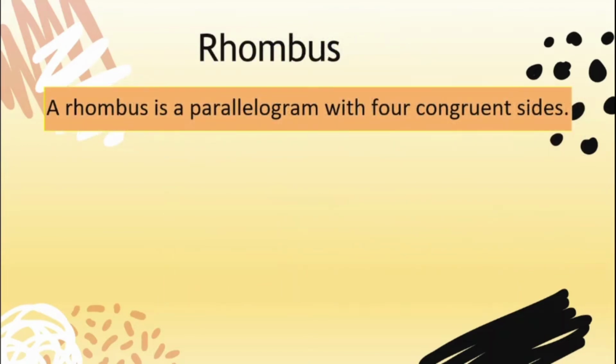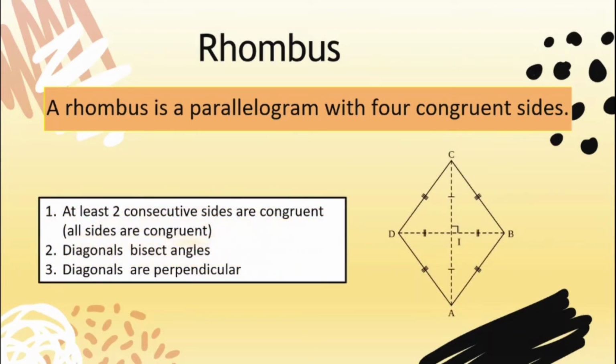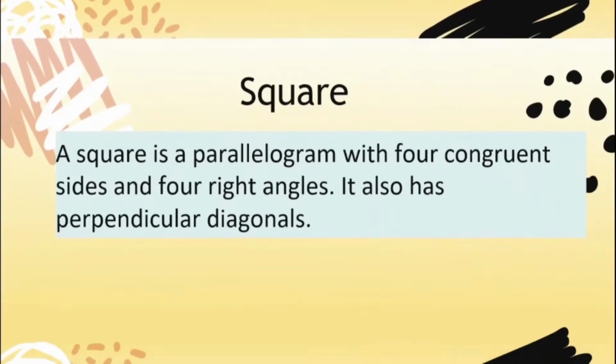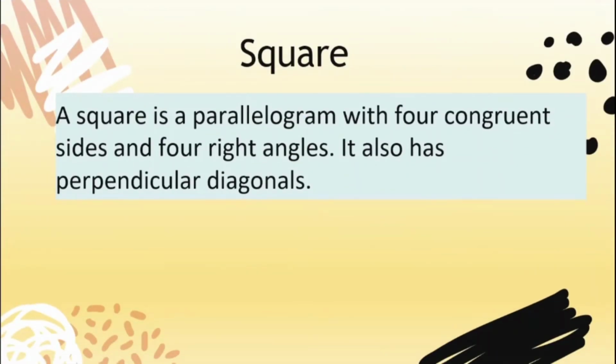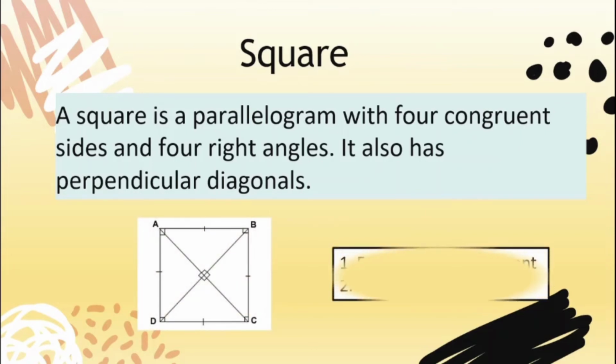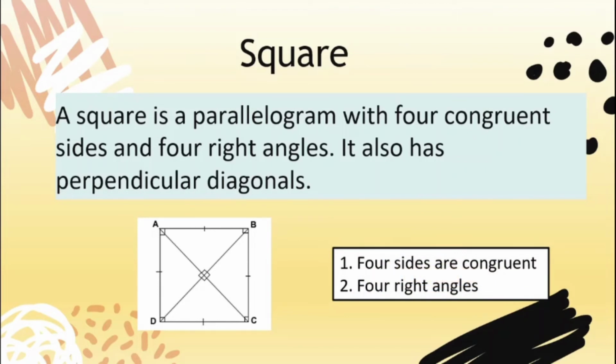Rhombus. A rhombus is a parallelogram with 4 congruent sides. All sides are congruent. Diagonals bisect angles. Diagonals are perpendicular. Square. A square is a parallelogram with 4 congruent sides and 4 right angles. It also has perpendicular diagonals. 4 sides are congruent and 4 angles are right angles.